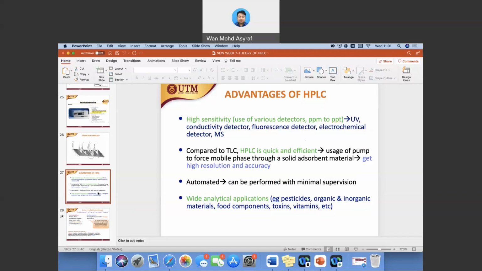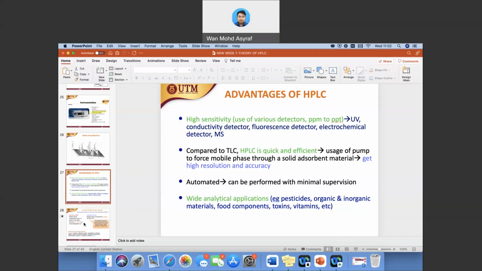All right. So compared to TLC, the previous technique that you have learned, which is thin layer chromatography, HPLC is quick and efficient because of the usage of a pump to force the mobile phase through a solid absorbent material, which is what we looked into regarding what is meant by performance. Okay, and then it can be automated. All right, it can be performed with minimal supervision. Okay, it can be automated, which is good. All right, and then it has very wide analytical applications for the detection of pesticides, organic or inorganic materials, even in food components. Okay, even in forensic investigation, it is a very powerful instrument.